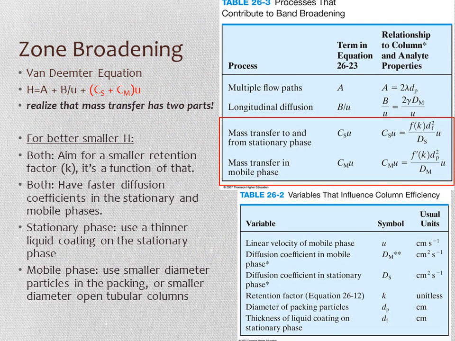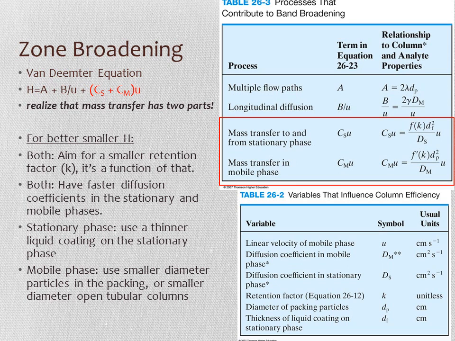It turns out that the Van Deemter equation's C term actually has 2 parts. One is due to mass transfer to and from the stationary phase. We call it CS, stationary. And the other one is mass transfer in the mobile phase, that's CM.